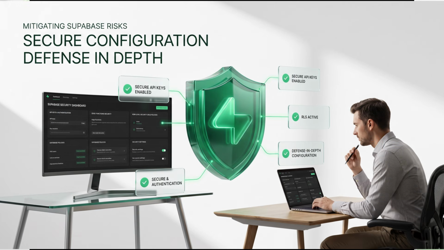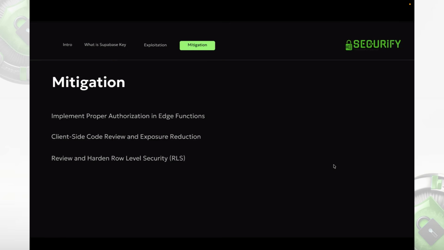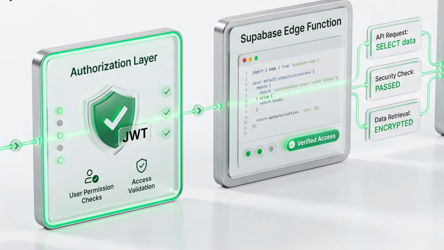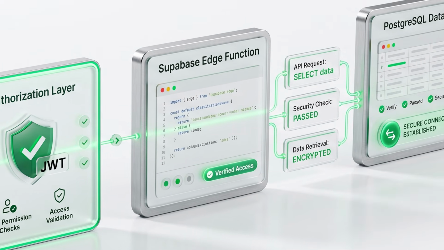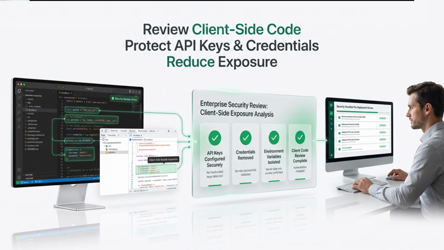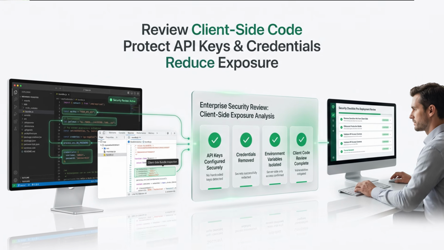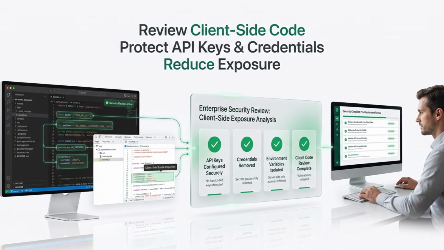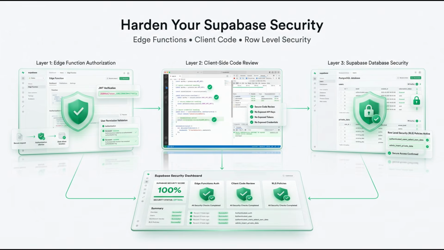So how do we mitigate these kinds of issues? First, to implement proper authorization in edge functions, you should not rely on Supabase security. You should additionally implement some authorization which will be required to access those edge functions. Second, review all the client-side code, what keys are being exposed, what credentials are inside the JavaScript, so that there is less exposure. Third, review and harden the row level security in the Supabase.